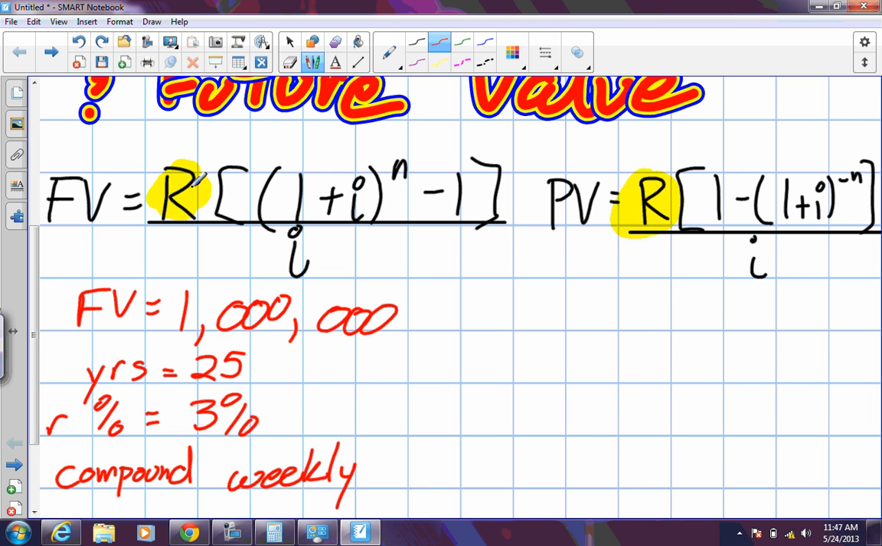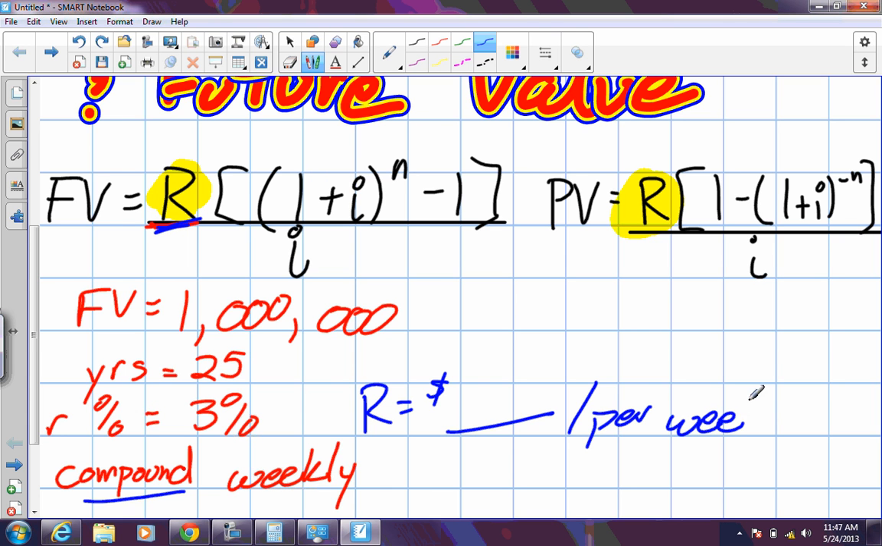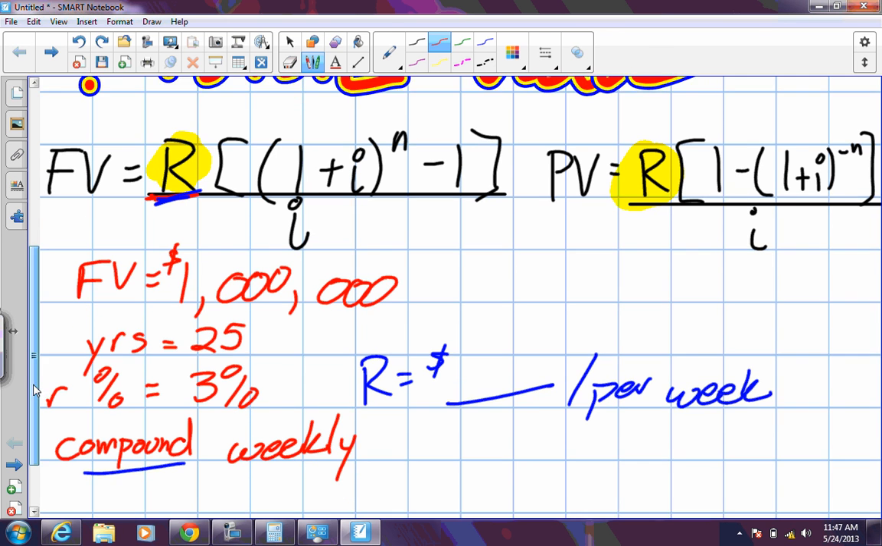So when we go to calculate this, we're going to be looking for regular payments per week. Remember, our compound period and our regular payments will be the same. So our R is going to be a specific amount per week. We're going to have to figure out how much we'll have to invest every single week in order to have $1 million in 25 years. So we're going to be plugging into this formula.